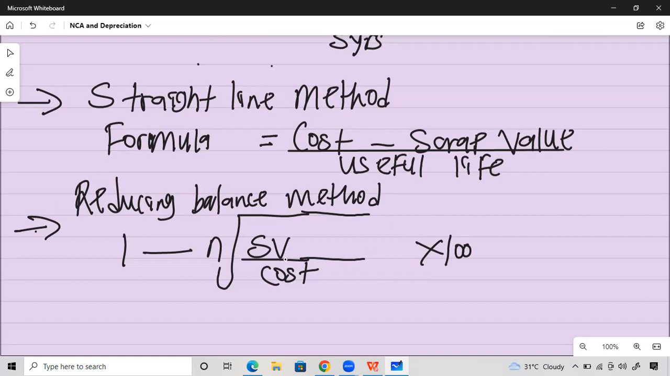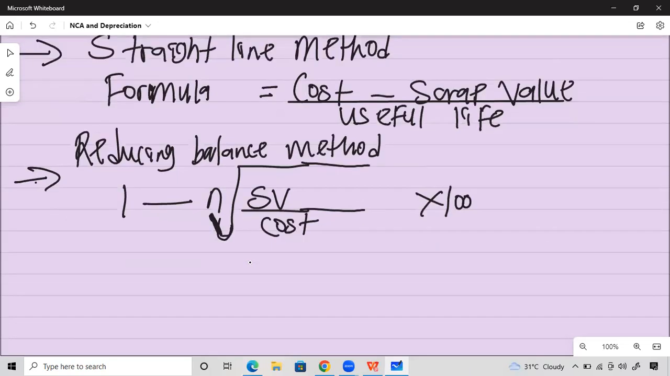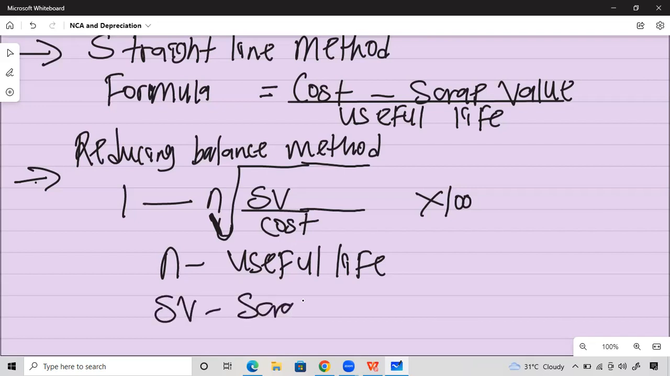So if the depreciation percentage is not given, this is how you are going to derive it. N is the useful life. Then we also have the scrap value, which you divide by the cost, multiplied by 100.